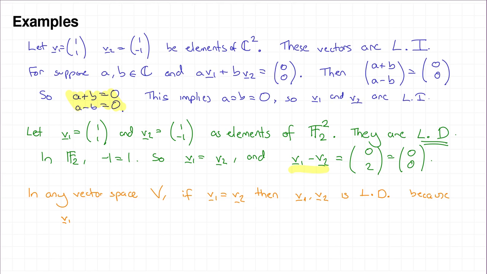V1 is equal to V2, so V1 minus V2 is a linear combination of V1 and V2 with not all scalars equal to 0, but which equaled the 0 vector in our vector space V. Let's write this a little more neatly like that. In any vector space, if you've got two equal vectors, V1 and V2, then the sequence V1, V2 is linearly dependent.